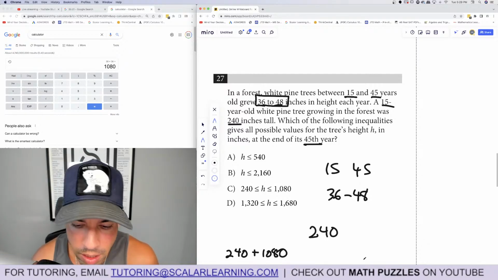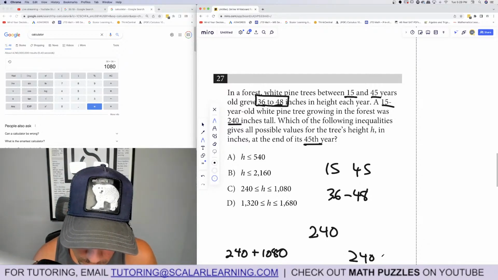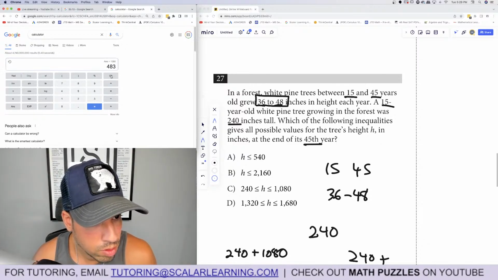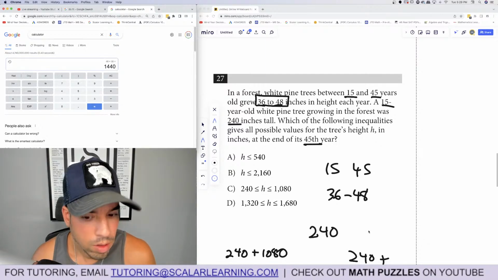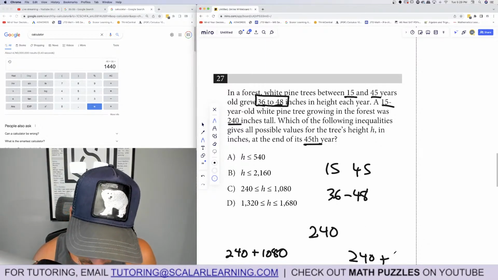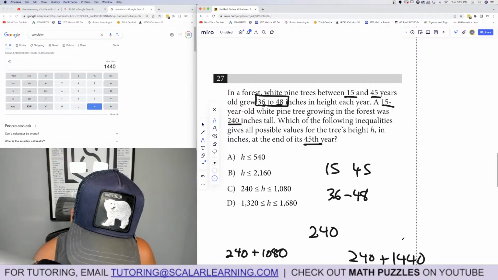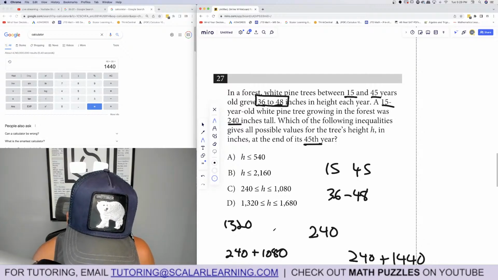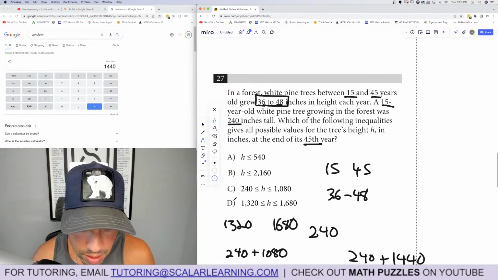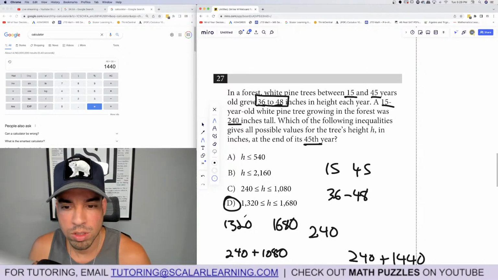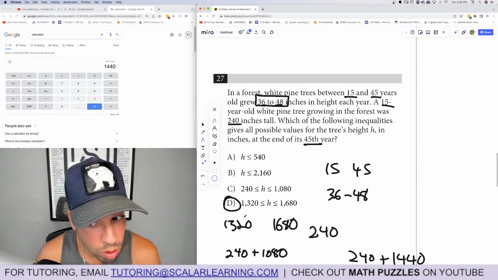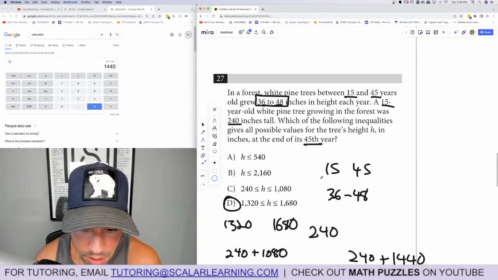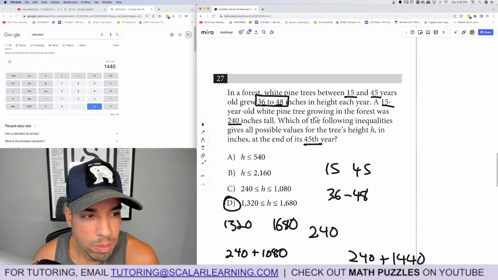What is the possible range of the tree's height? On the high end, it's 30 times 48, which is 1,440. And then the lowest height is 1,320, adding the 240. The highest height is 1,680. So it's got to be D. Let me just make sure I didn't make a mistake. The inequality gives all possibilities of the tree's height. Because it didn't say the growth, it said the height, and that's the final height because you've got to add the 240. And none of the other answers even make any sense. So, perfect.